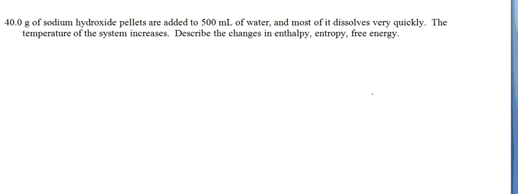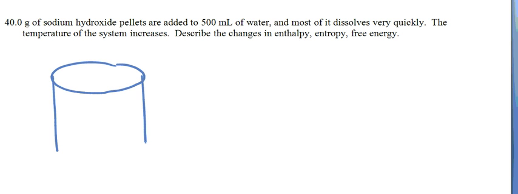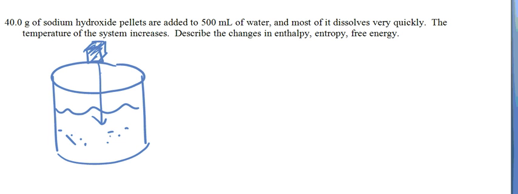We have 40 grams of sodium hydroxide pellets added to 500 milliliters of water. Very similar situation, except the temperature is a little bit different on this end. So we're taking a solid and placing it in our solution. Once we place that solid in the solution, it breaks up into ions. So it breaks apart, and as a result, the temperature of the system increases. So the temperature on this goes up.